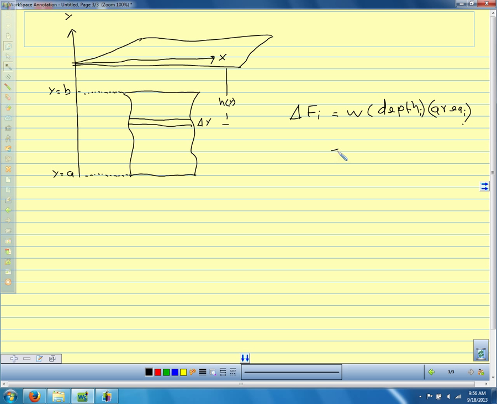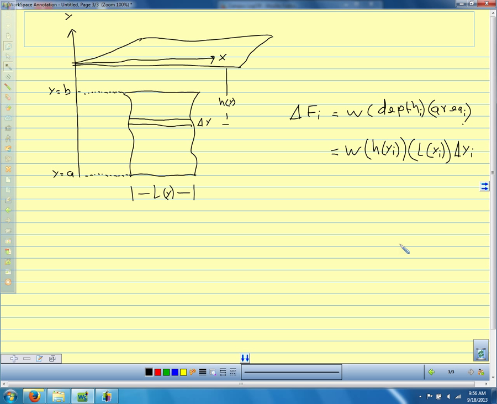So we can substitute some things in here. The weight density of the liquid times our depth is just h at y sub i, times, we'll call this distance L sub y. We need to express everything in terms of y. So this is the length of this little rectangle, L at y sub i, because the length might vary as y varies. And the rest of the area is delta x, delta y sub i.